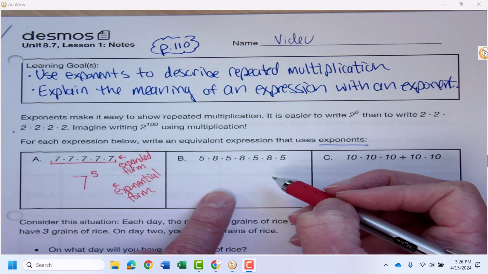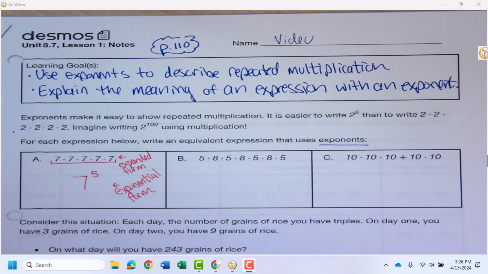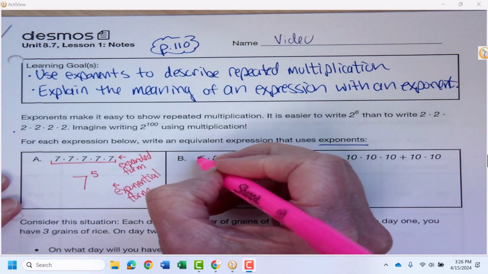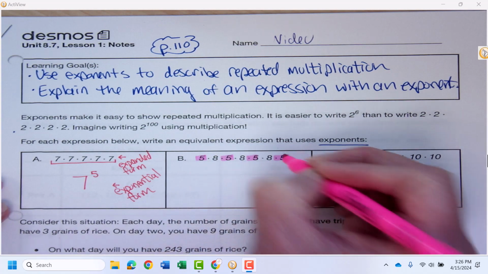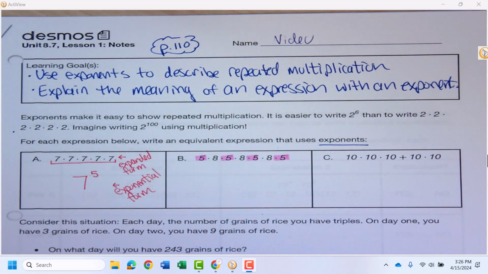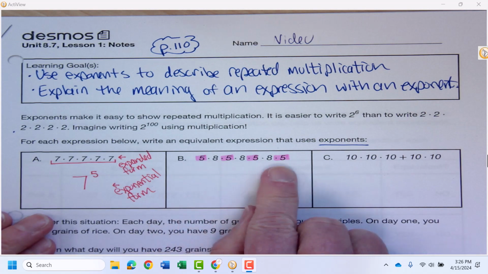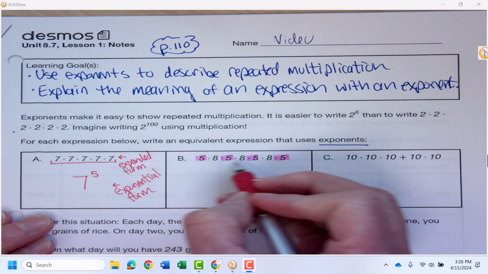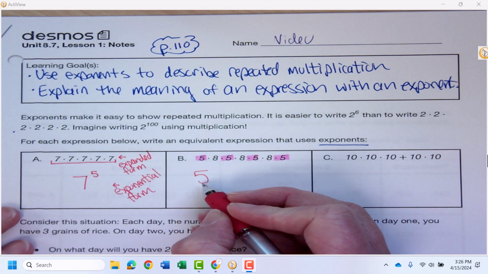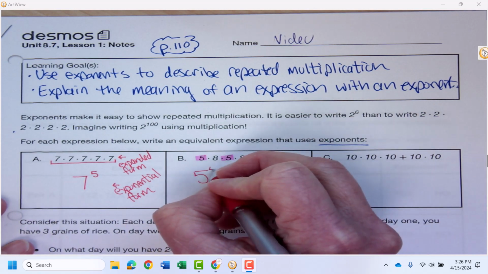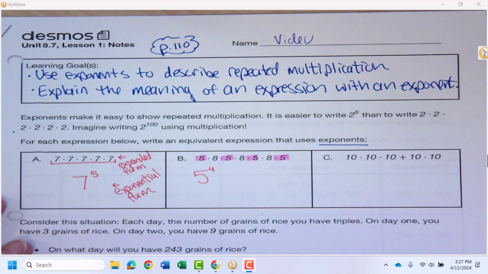This one's a little bit different. I see some repeated multiplication, but it's all jumbled up. So let's use some highlighter to gather together things, bases that are the same, or factors that are the same. I see that 5 is repeated as a factor 1, 2, 3, 4 times. So I can express that part. 5 is the factor that's being repeated, and 4 is the number of times it's repeated there.